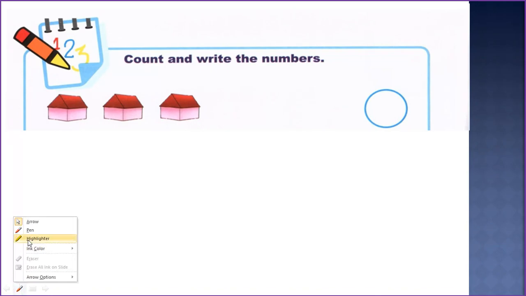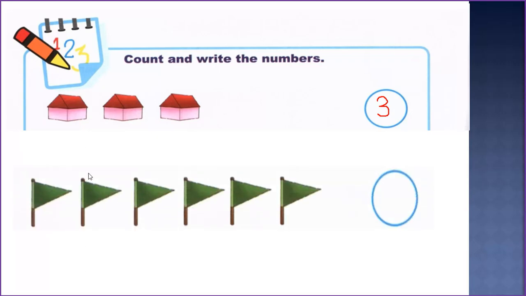I'm going to write. Okay, see. Oh, my writing is not good here. Okay, but acceptable. Okay, now comes the next. Yes, number of flags. One, two, three, four, five, six. There are six flags. Okay, yes, right.